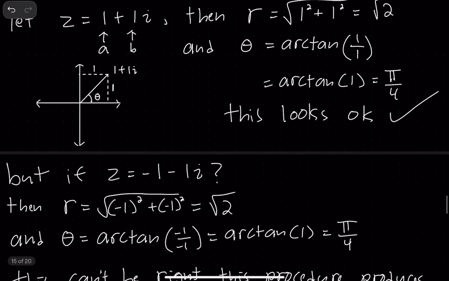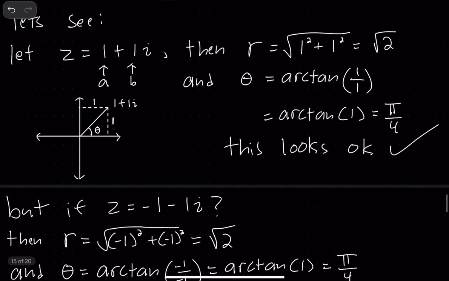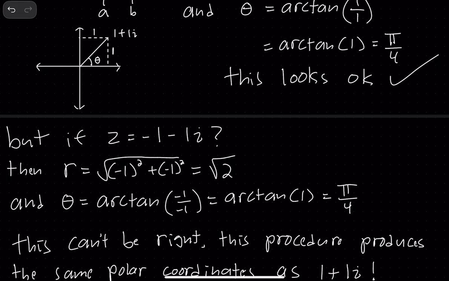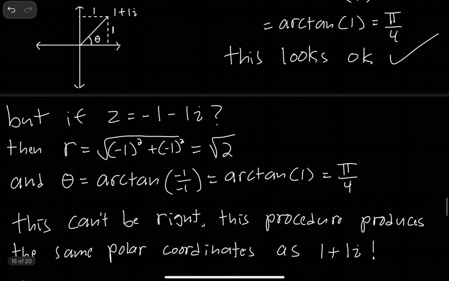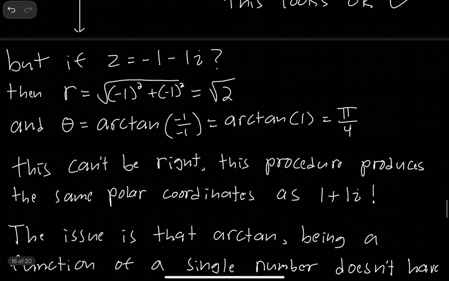But what if z was negative 1 minus 1i? So this is a completely different complex number. Again, the magnitude is just going to be the square root of a squared plus b squared, which again gives us square root of 2, same as before. And theta, again, is just going to be arctangent of b over a, which is just negative 1 over negative 1, which is arctangent of 1, which is, again, pi over 4. And this can't be right, because this procedure is producing the exact same polar coordinates as the complex number 1 plus 1i. So clearly something is going wrong here.